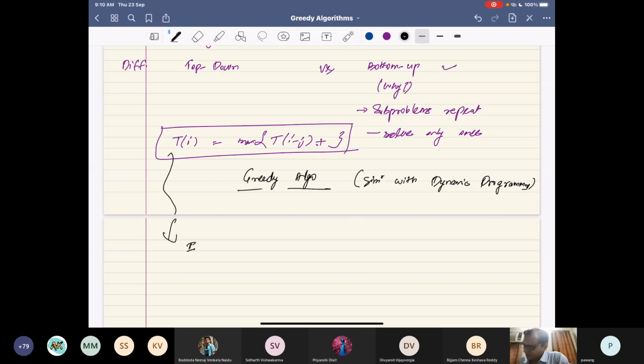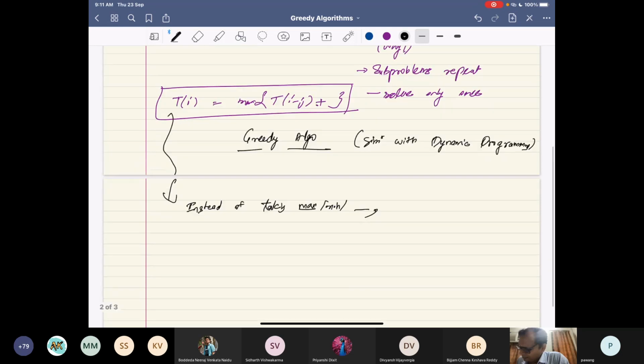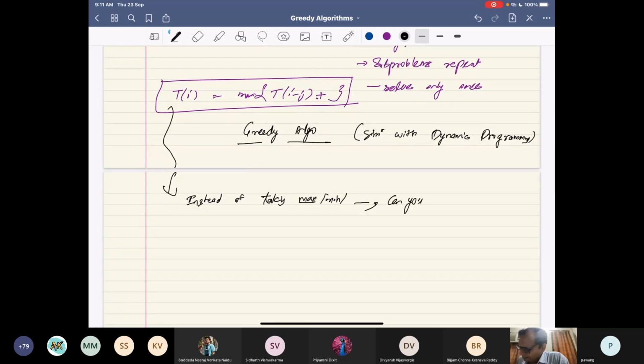So instead of taking this max, min, or similar other things, can you identify a greedy property that will always be true for an optimal solution?